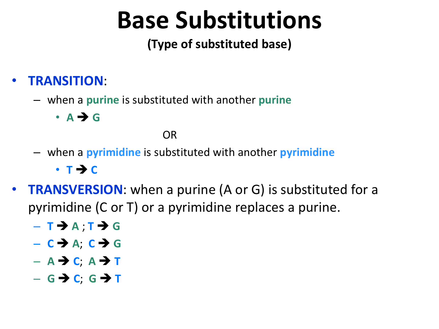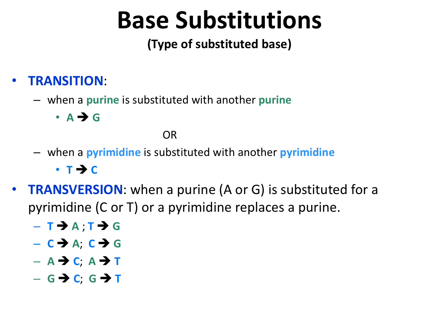In case of transition, it is very simple and straightforward. When a purine is substituted with another purine, A is substituted by G, or a pyrimidine is substituted by another pyrimidine, that is T is substituted by C or C is substituted by T, then it is called a transition.